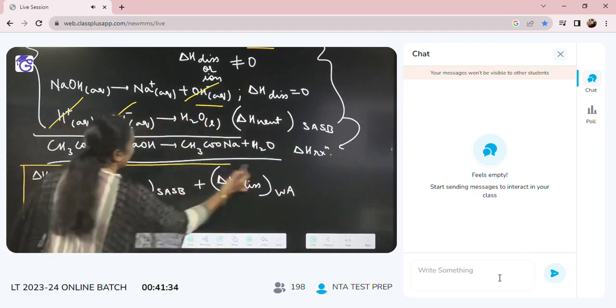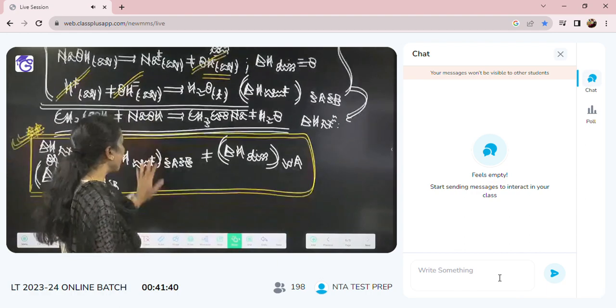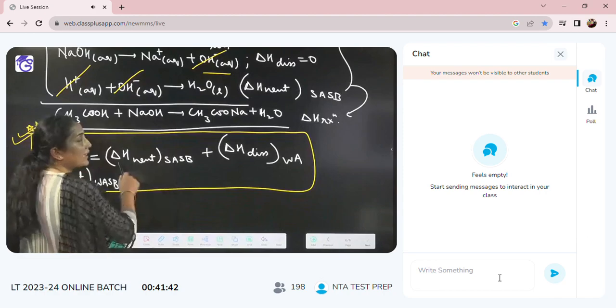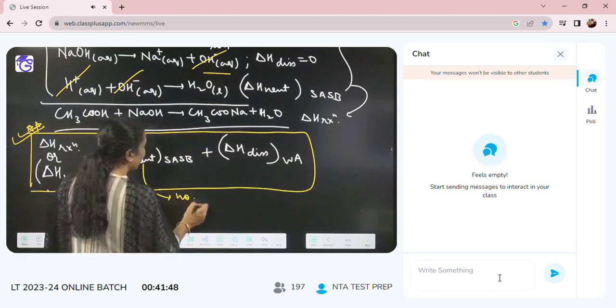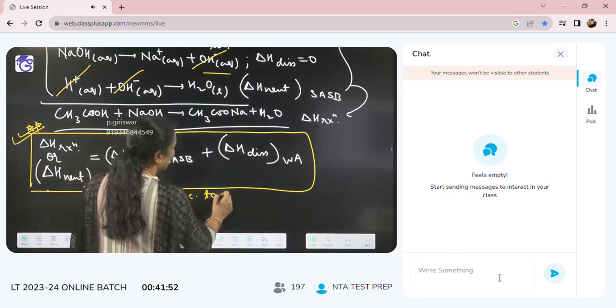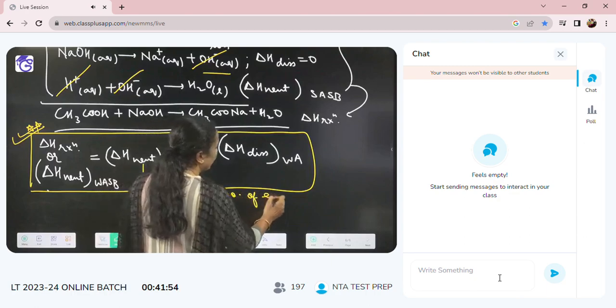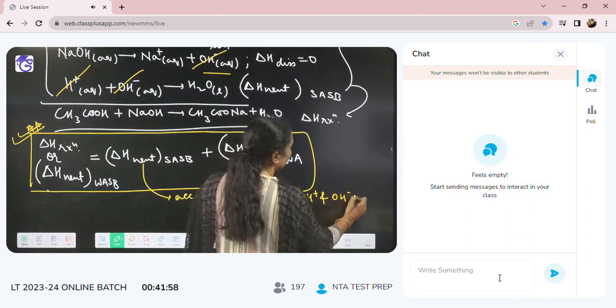So this is an important formula which you have derived here. You simply have to remember the formula. Now, one more word of caution here: this delta H neutralization for the strong acid strong base should be according to the number of equivalents of H plus and OH minus reacting.